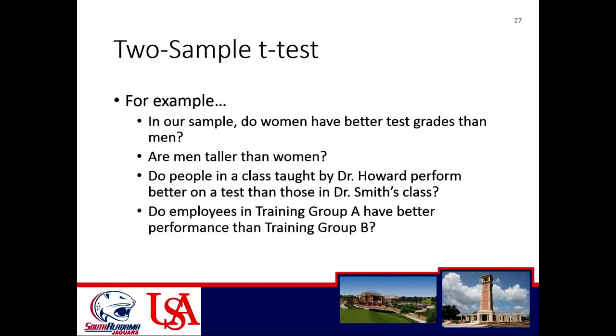And then the very last example I'll give is, do employees in training group A have better performance than those in training group B? So our grouping variable is what training program you went through. You could have training program A, you could have training program B, and then you can measure their performance. So our measured outcome variable is the employee performance. So we're doing a t-test to compare the performance of the two groups between training group A and training group B. So there you go, those are different examples.